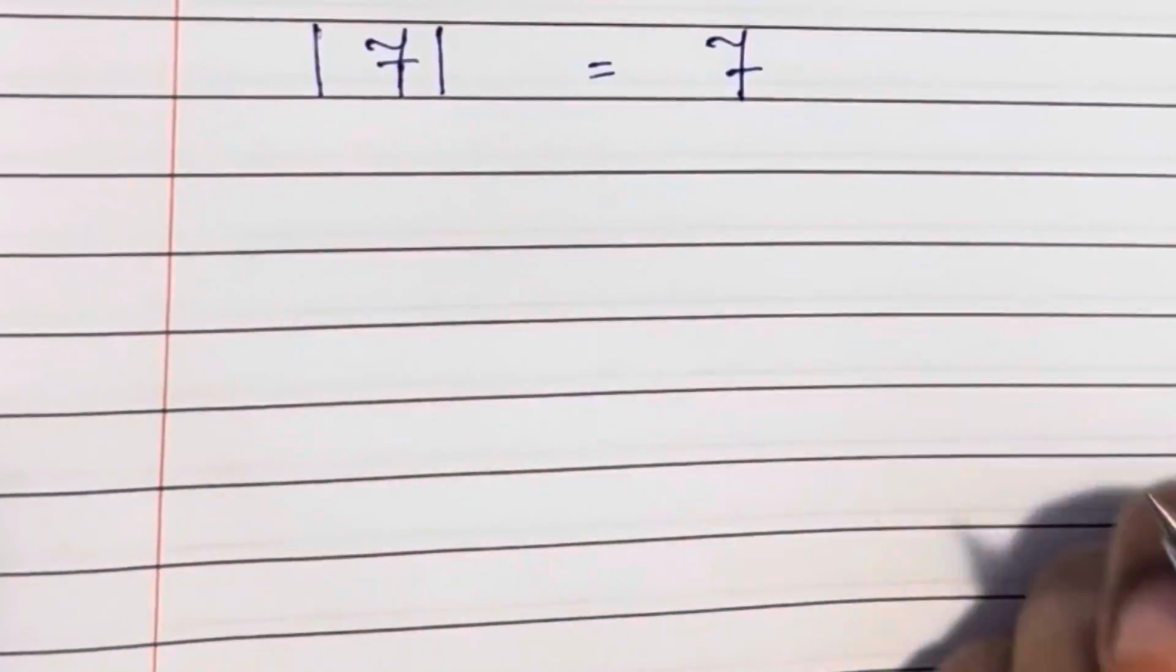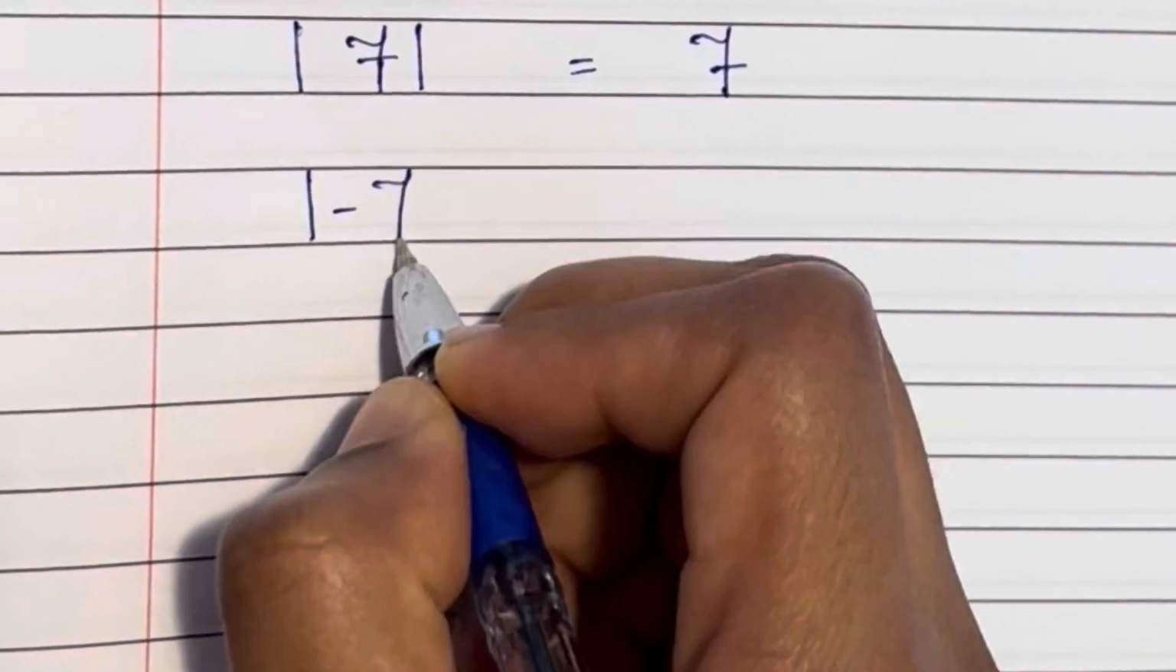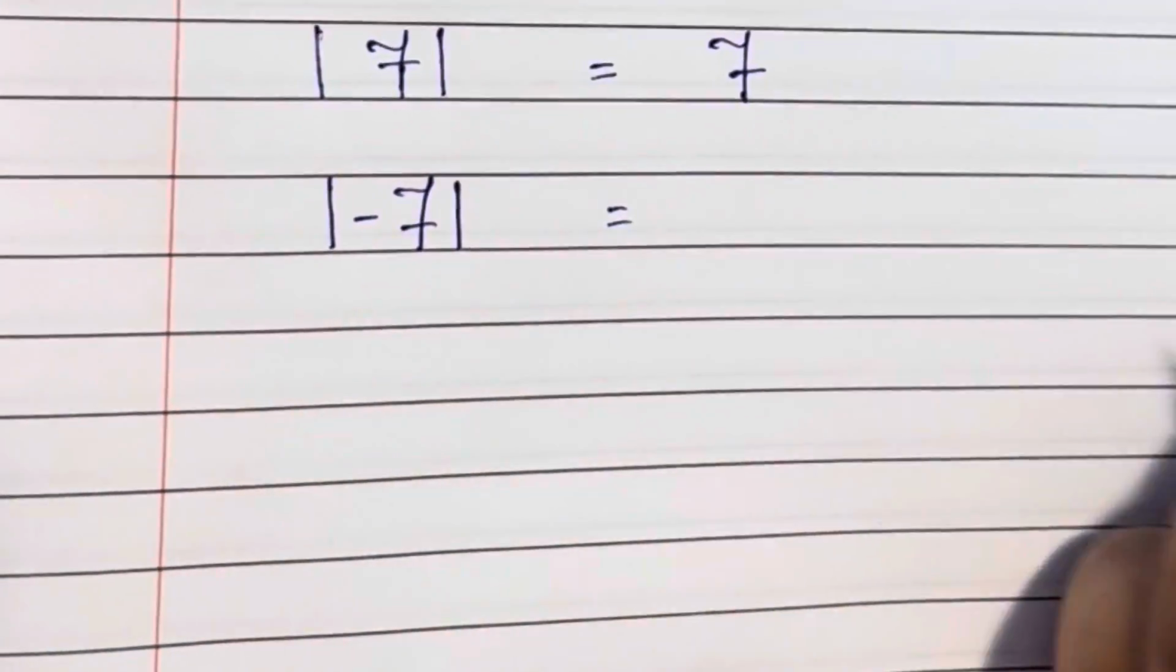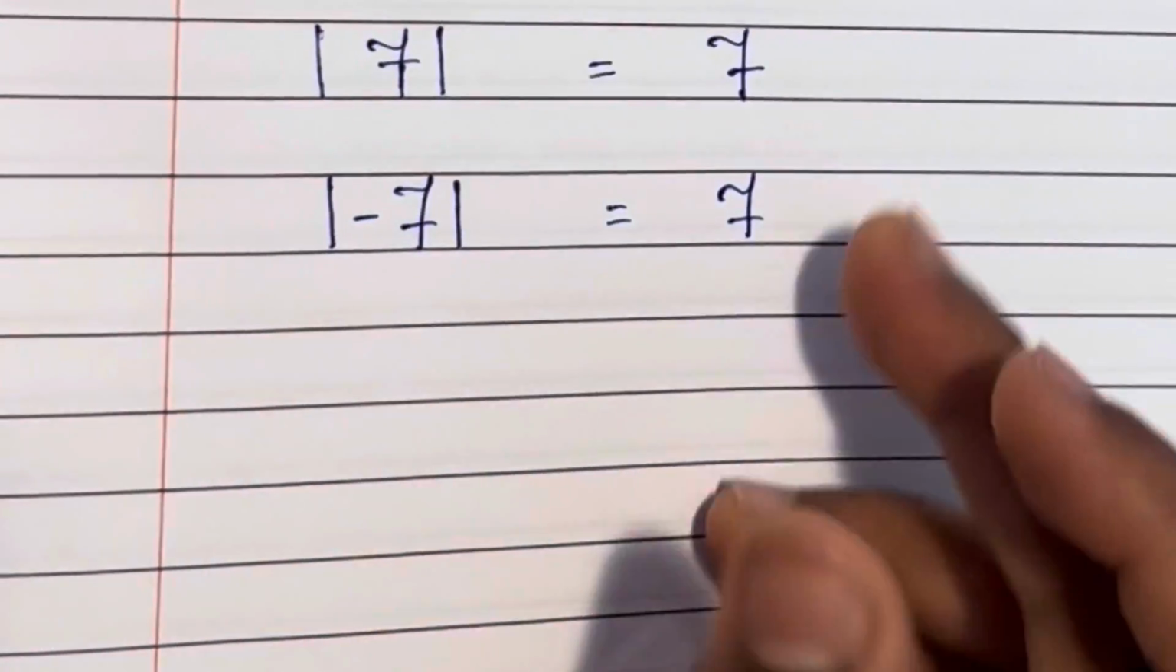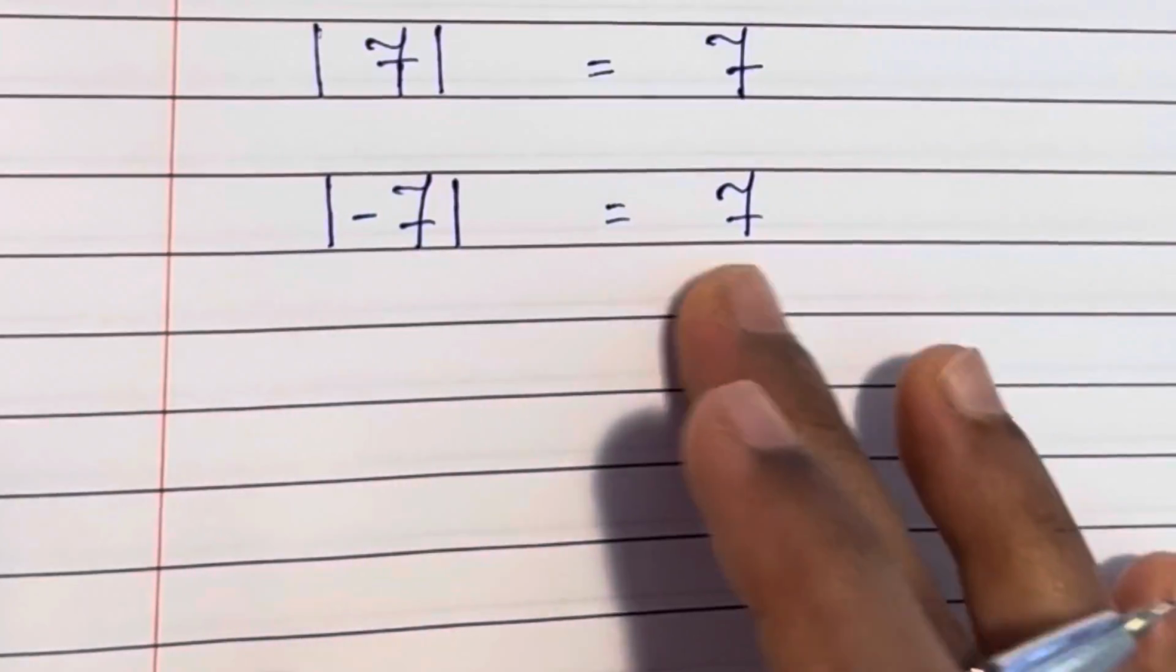Now, another example. It would be 7. Now what would be the absolute value of minus 7? It is 7 itself. Okay, because we are not considering the sign, we are just considering the numerical value.